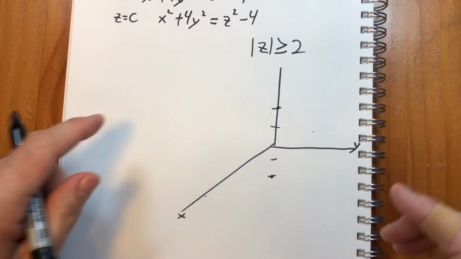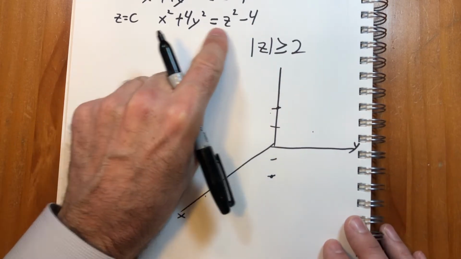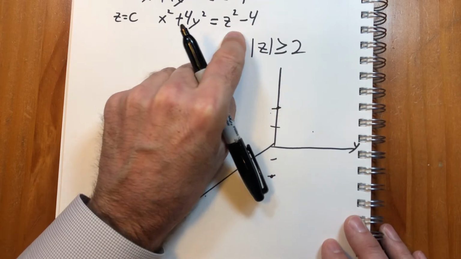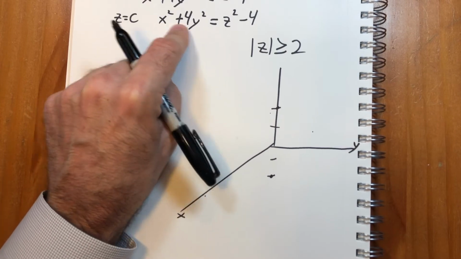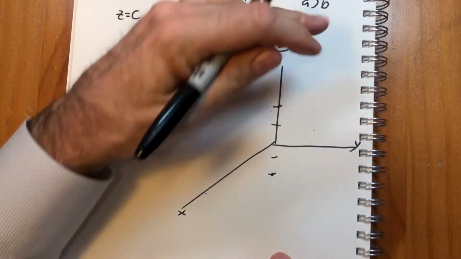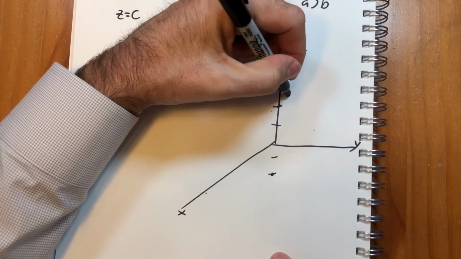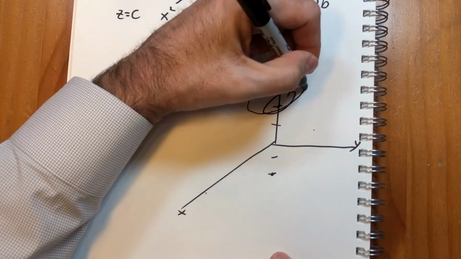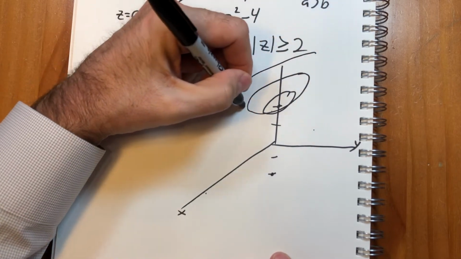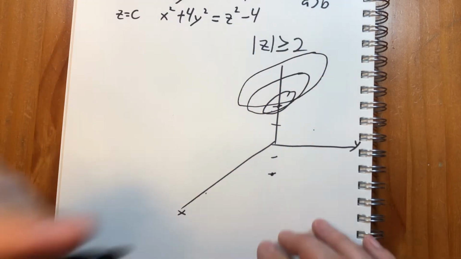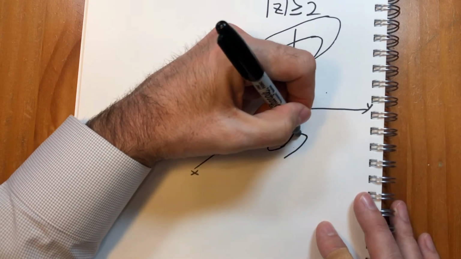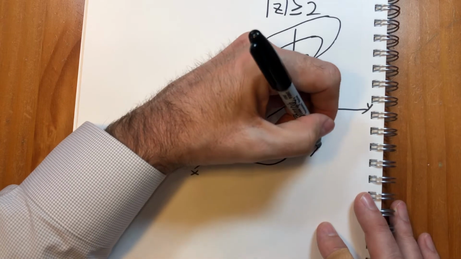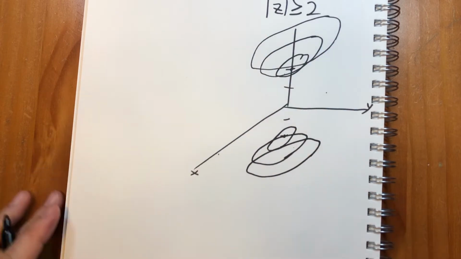Then if it's bigger than that, this is going to be an ellipse, because if z is bigger than 2, this will be a positive number. So it's 0 here, but then as it gets up a little bit, it's an ellipse that goes this way. And then as it gets bigger, it's going to get bigger like this. And then same thing going down. 0 is just a point, but if it's below that, it's going to be an ellipse like this. And then if it's below that, it's going to be a bigger ellipse, and so on.